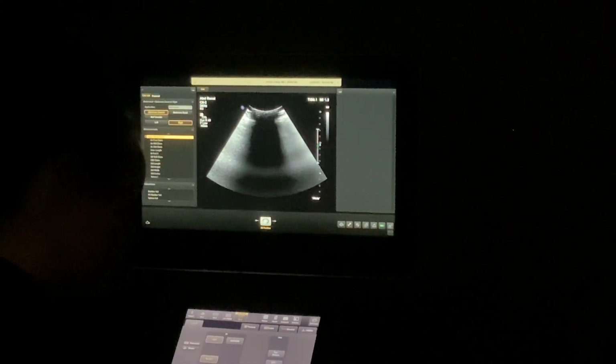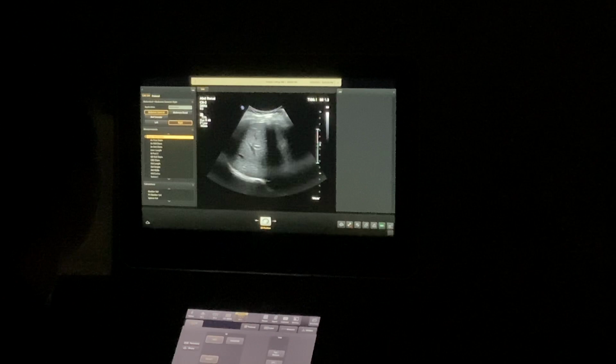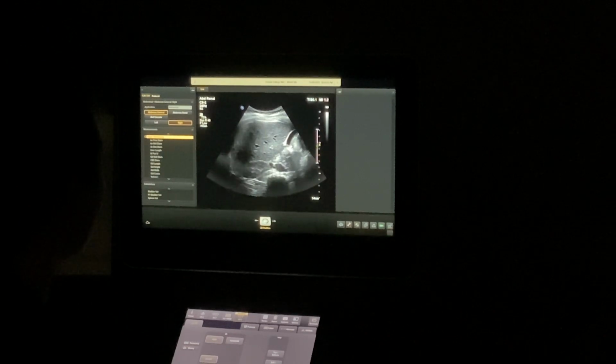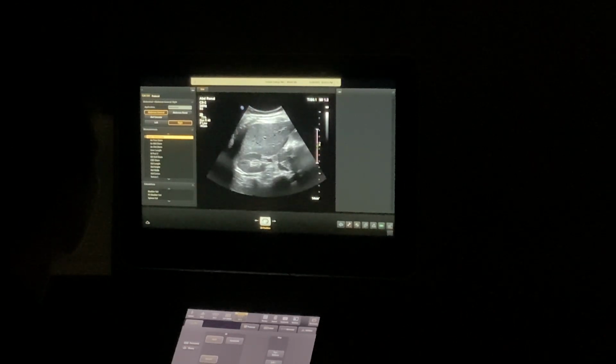Deep breath. Okay. So now I'm gonna come down through my liver. There's superior trans kidney. I'm gonna come a little bit further.